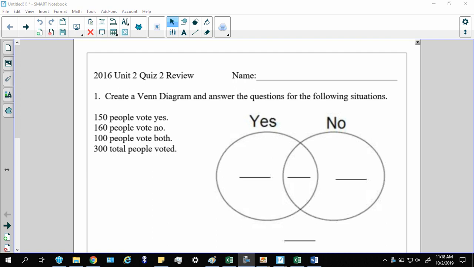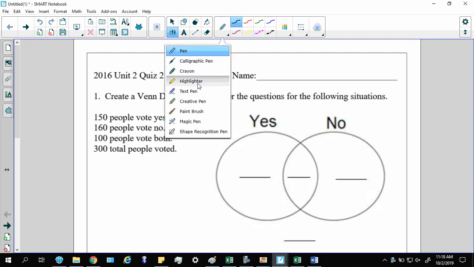Okay, in this video we're going to be talking about the Unit 2 Quiz 2 review, so hopefully you are following along as I'm going through this. So let's go ahead and get started. First off, we have a Venn diagram, and there's a couple things that they tell us, and there's a few things that we don't.